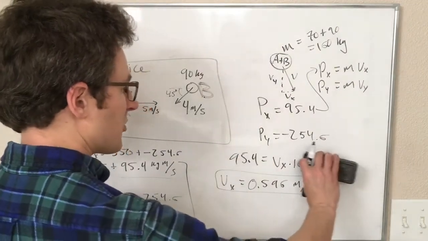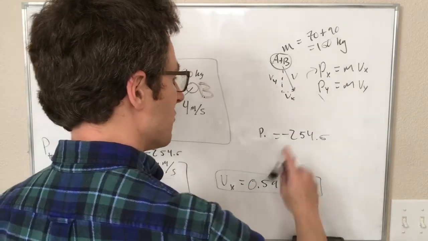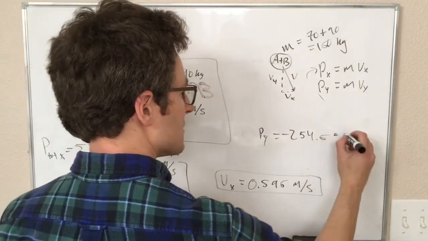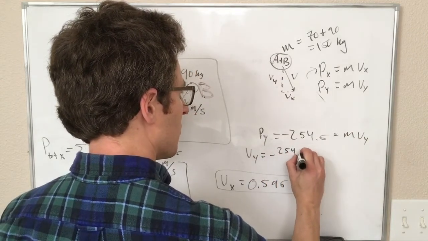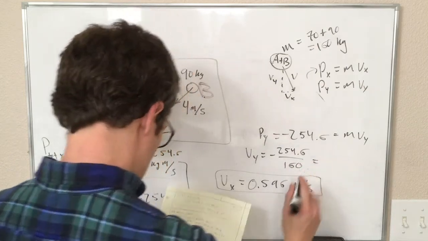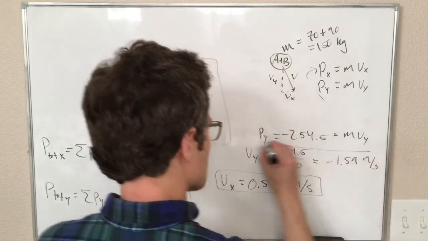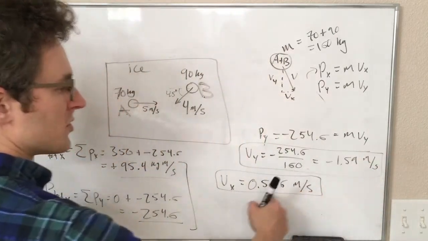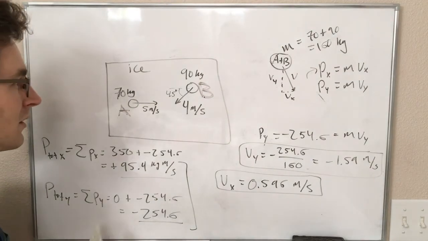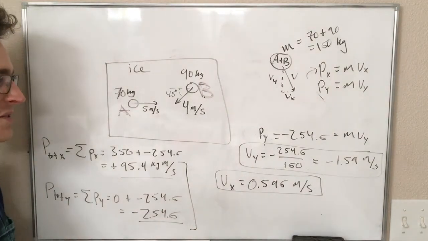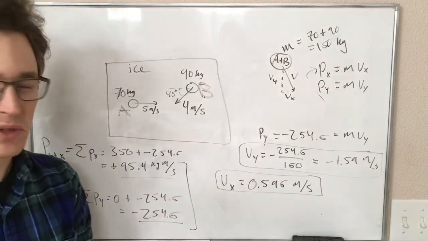I'll erase this to make room for the next one. So our y momentum is minus 254.6, and this is equal to m vy. So vy is equal to minus 254.6 over 160, which is equal to minus 1.59 meters per second. So these are the two components of our final velocity for the combined mass that is person A hugging person B.